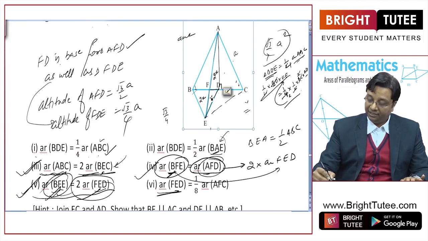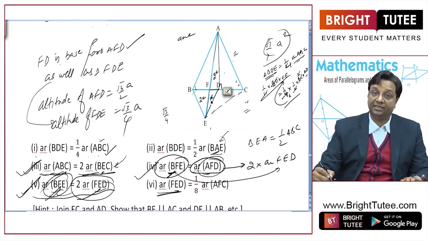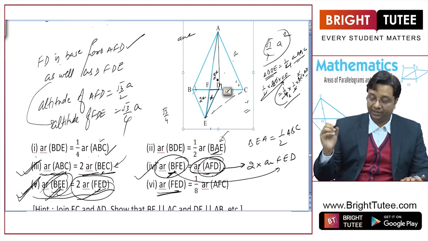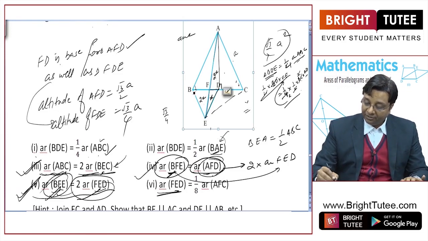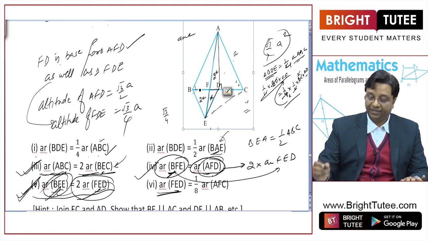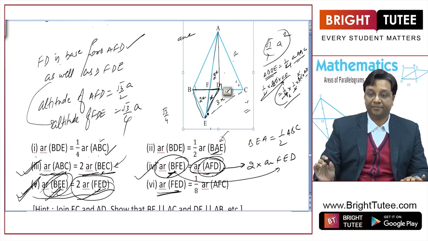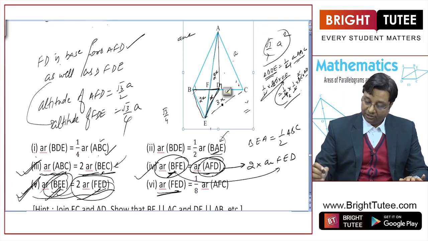Understand this. I started with FED. I took it as X. So, BFE will be double of it. So, 2X. And BFE and AFD are equal. Hence, this is also 2X. Now, if BDE is 3X, so this area in total, BDE is 3X. So, what will be this area? This area will also be 3X because EDC, area of EDC is equal to BDE. Okay. So, this is also 3X.